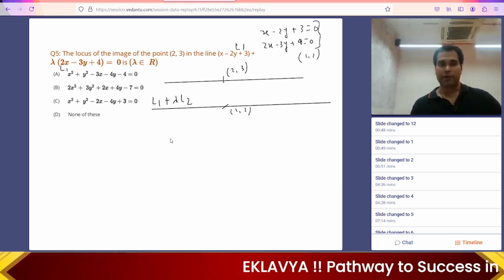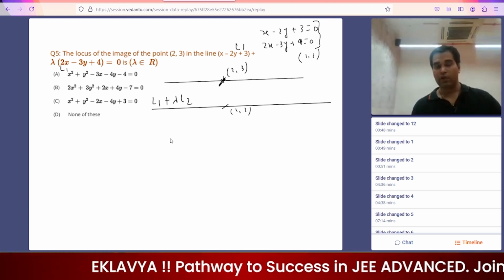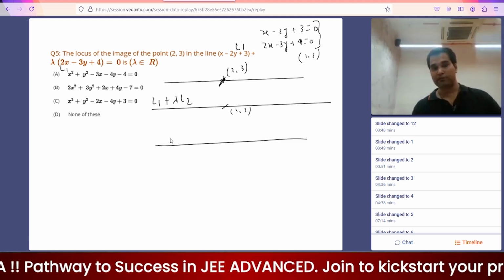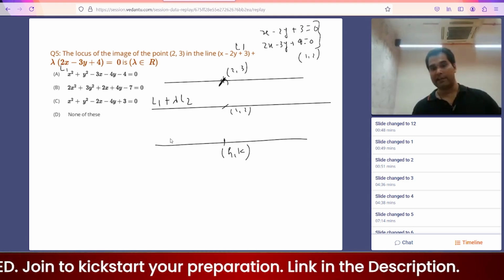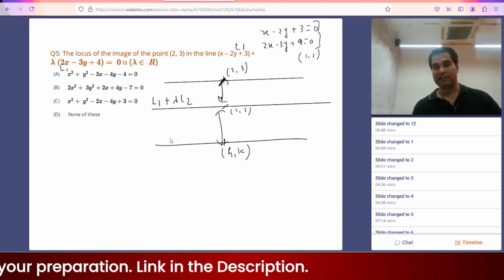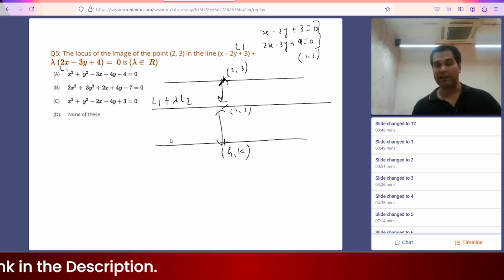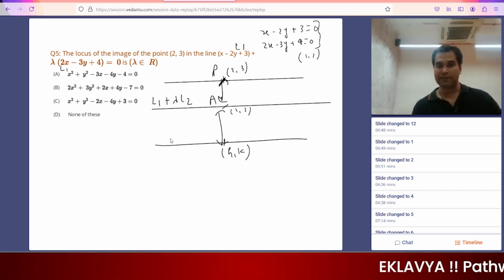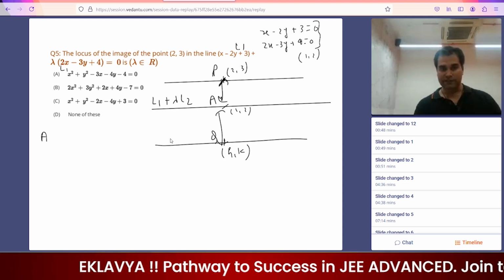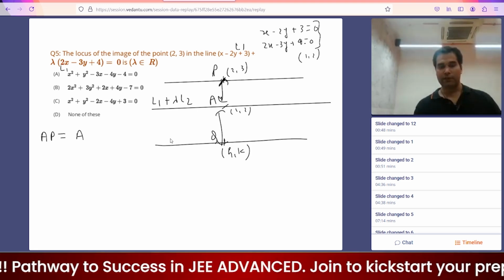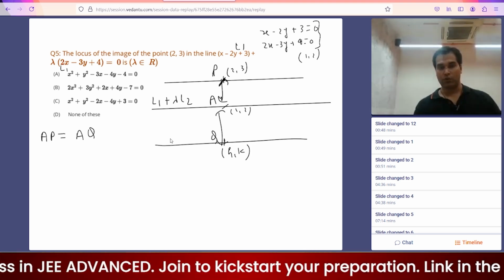Now the problem: in the given question, the locus of the image point. This point is 2 comma 3. Let the image point be h comma k. As we know, this distance and this distance are equal. Let us suppose this point is A, this point is P, this point is Q. This means AP equal to AQ.